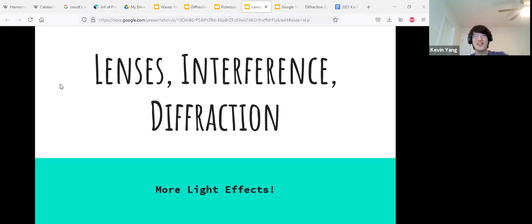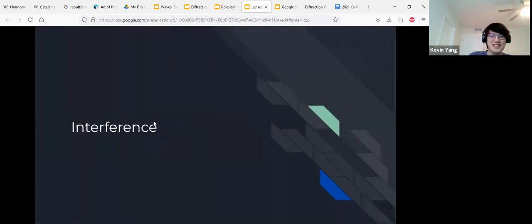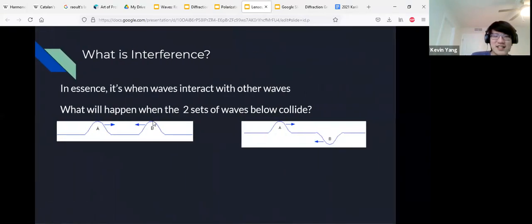And yeah, I'm just going to start talking about the class, which is lenses, interference, and diffraction. So more effects to do with light. All right. So first I'm going to talk about interference. So essentially, interference is what happens whenever two waves meet.